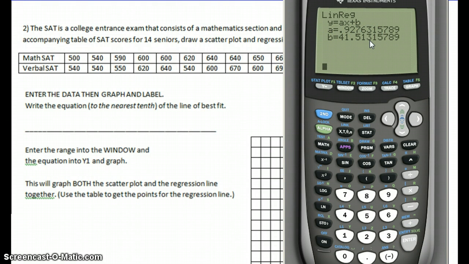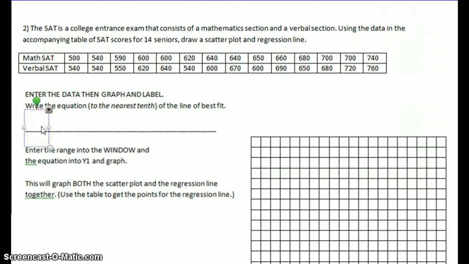I have to be careful to round how I am asked to round, which in this case is the nearest tenth. So this line would be y is equal to 9/10 x plus 41 5/10. And so let's put that right here. y is equal to 9/10 x plus 41 5/10.